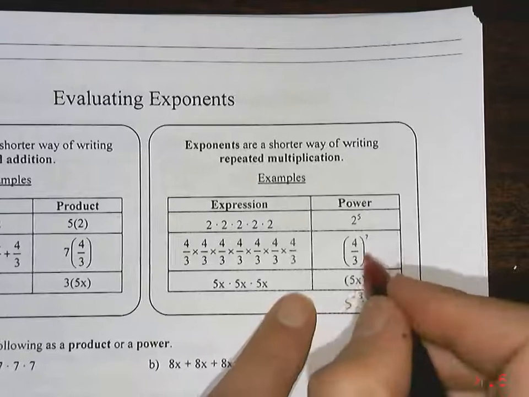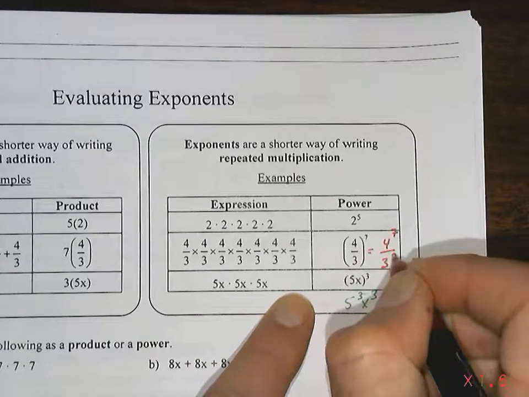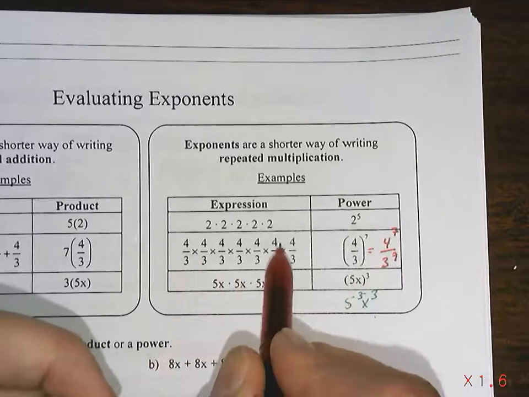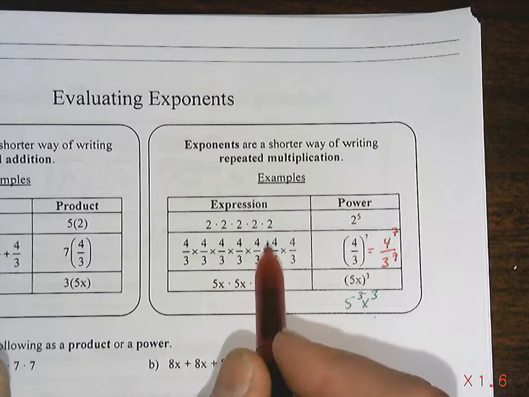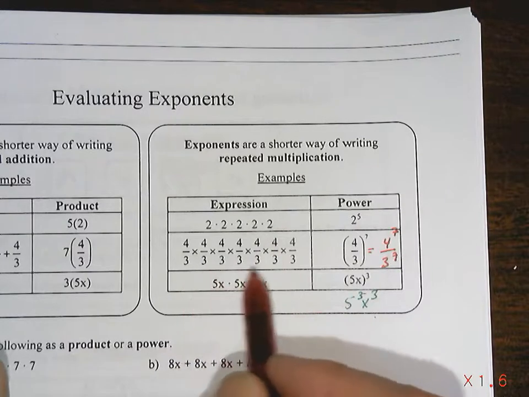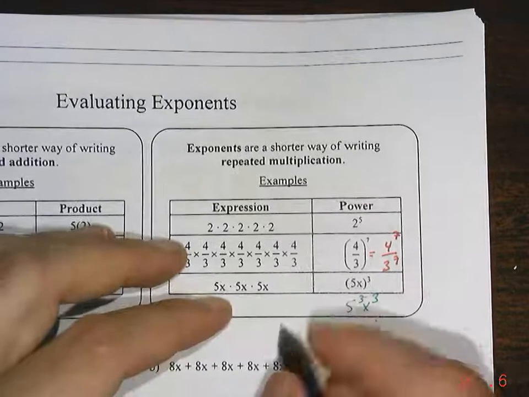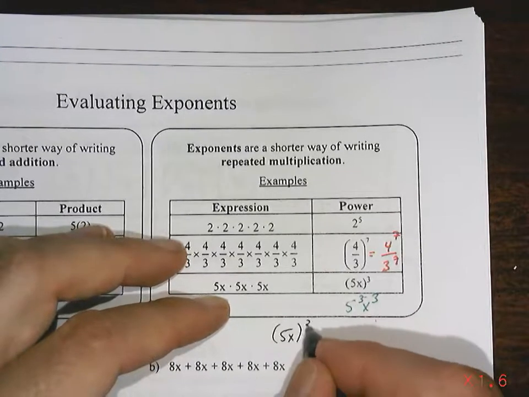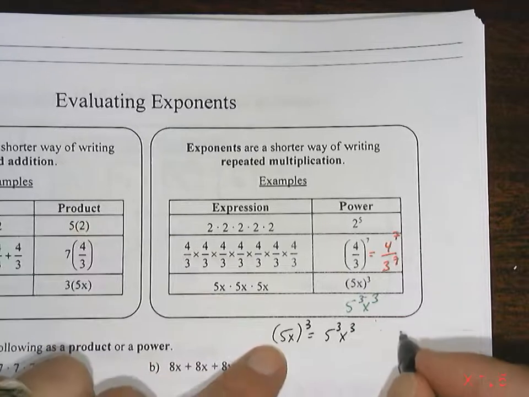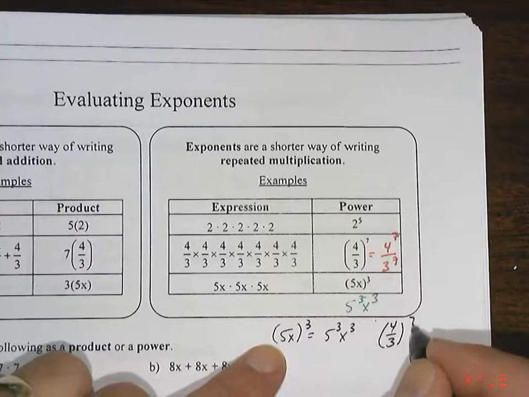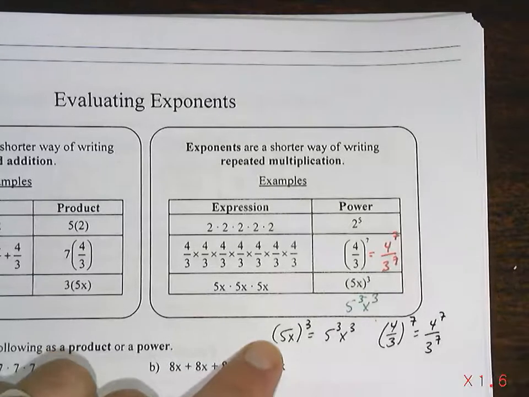And this one here could also be written as 4 to the 7 over 3 to the 7, because what you have are 7 4s on the top being multiplied together, and on the bottom you have 7 3s being multiplied together. So once again, what I'm telling you is that if you have 5x to the 3, that's the same as 5 to the 3 and x to the 3. And if you have 4 over 3 to the 7, that's the same as 4 to the 7 over 3 to the 7. And I think it makes sense why.